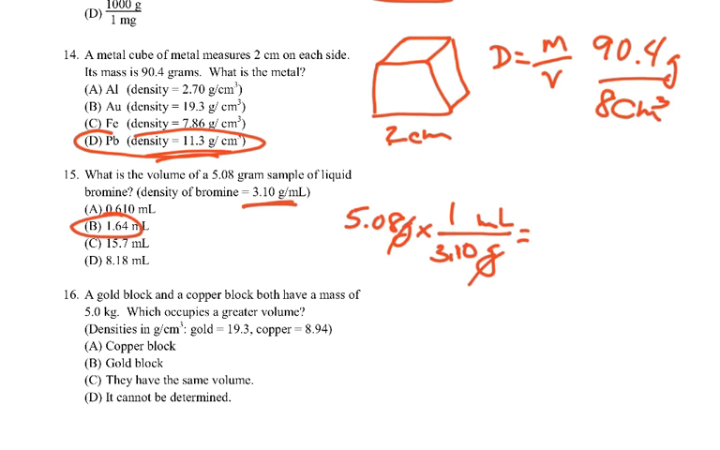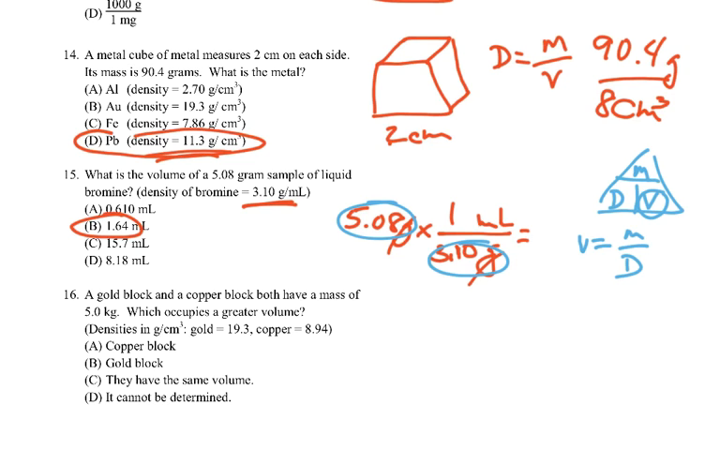Okay, the other way I can do this is to use my density triangle. Density is mass over volume, and I am trying to find the volume. So my volume is equal to mass over density, so I can take my mass, 5.08, divided by my density, 3.10, and I get that same answer. So there are 2 different ways: density can be a conversion factor, or we can do it as an equation using the density triangle.